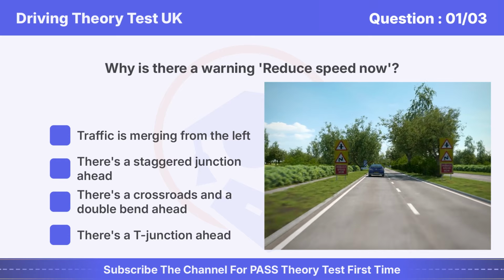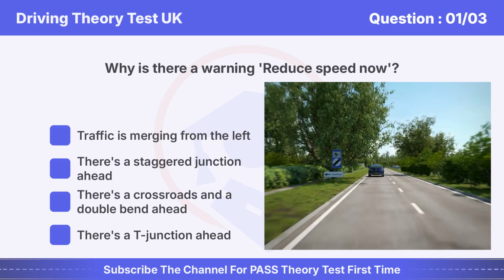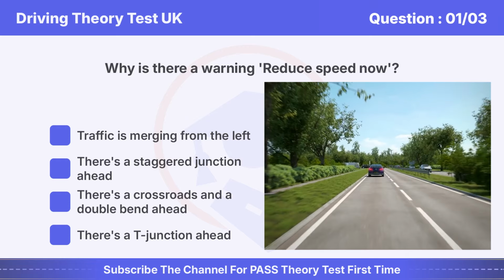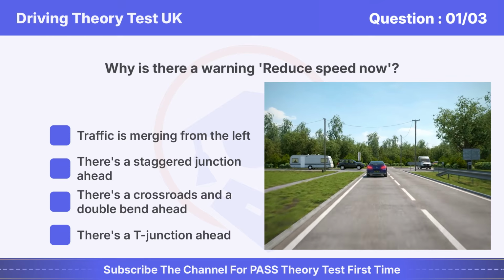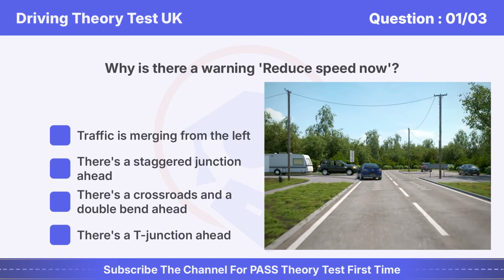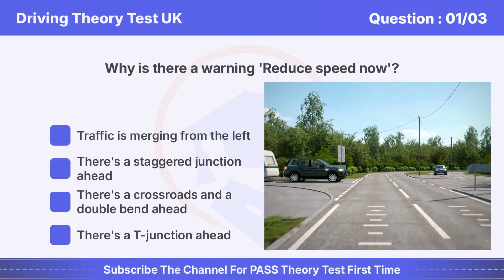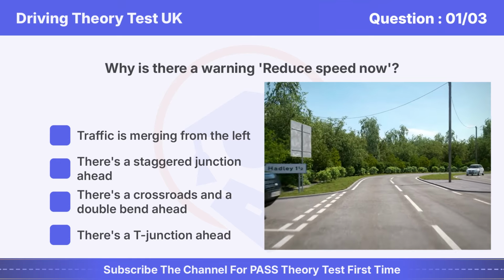Question 1. Why is there a warning reduce speed now? Option A. Traffic is merging from the left. B. There's a staggered junction ahead. C. There's a crossroads and a double bend ahead. D. There's a T-junction ahead.